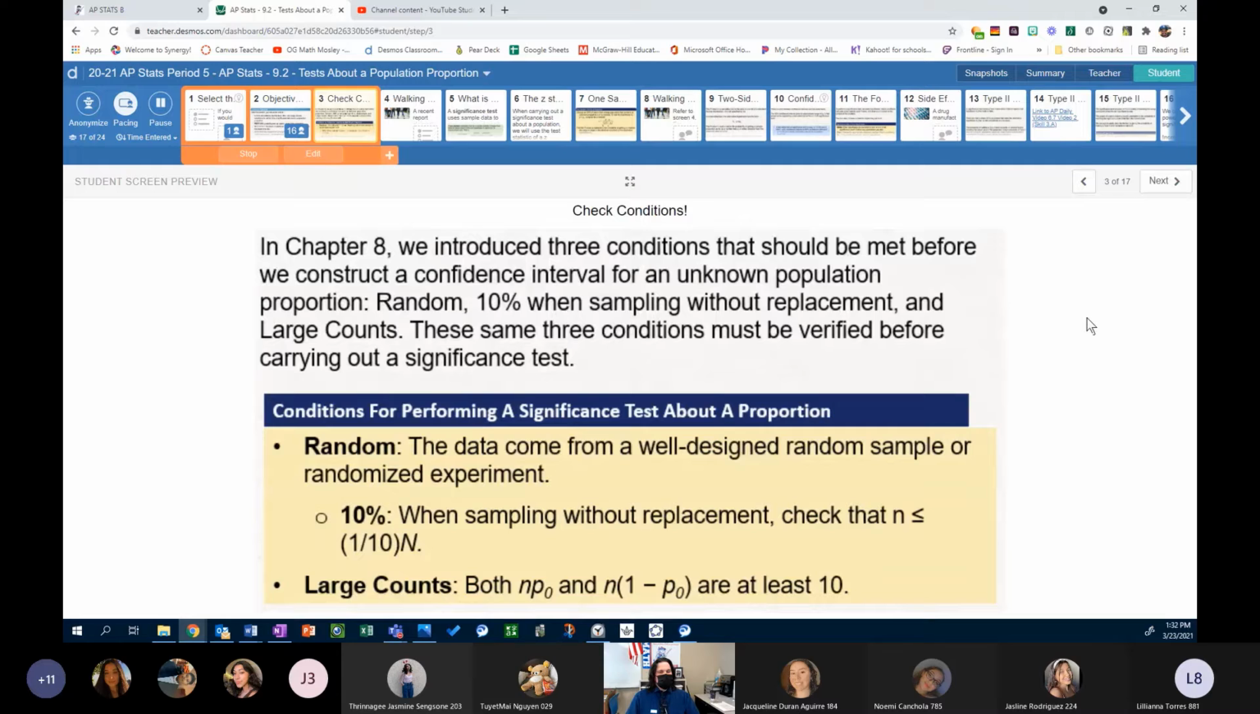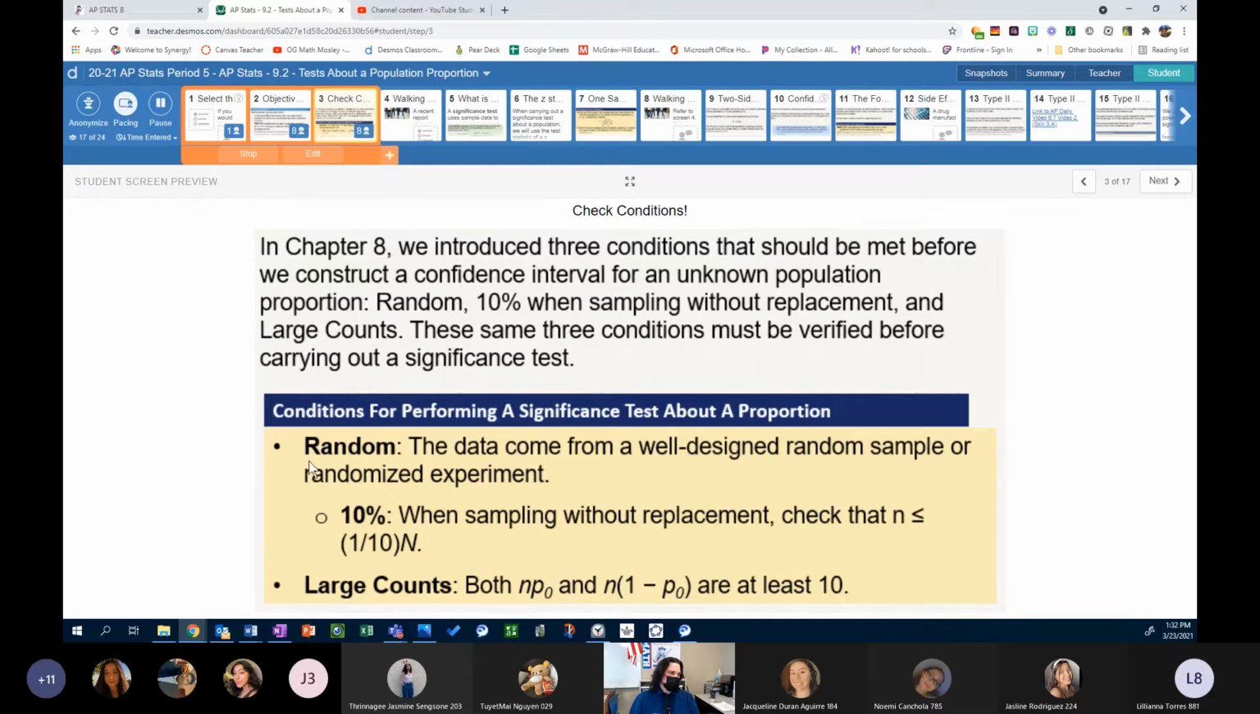So first, check conditions. These are the same 3 conditions we saw in chapter 8. In chapter 8, we introduced 3 conditions that should be met before we construct a confidence interval for an unknown population proportion: random, 10% when sampling without replacement, and large counts. These same 3 conditions must be verified before carrying out a significance test. Same as in chapter 8.